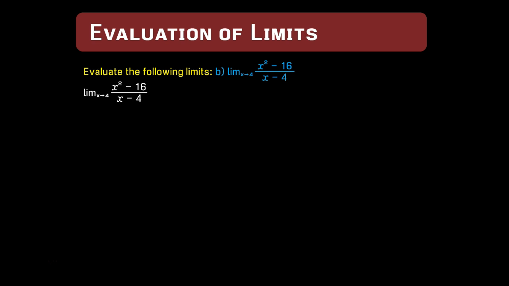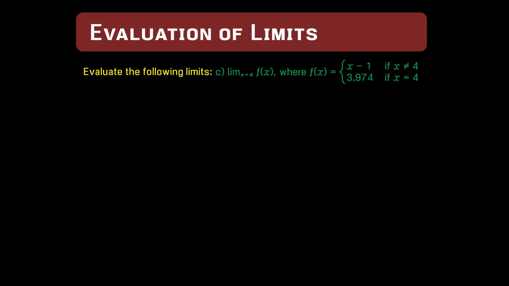If we plug 4 into this rational expression, we get 0 over 0. Which is a signal that this expression can be simplified. We factor the numerator. The fact that we're evaluating a limit as x approaches 4 implies that the value of x never reaches 4, and as long as x is not 4, we're allowed to cancel x minus 4 from this fraction.